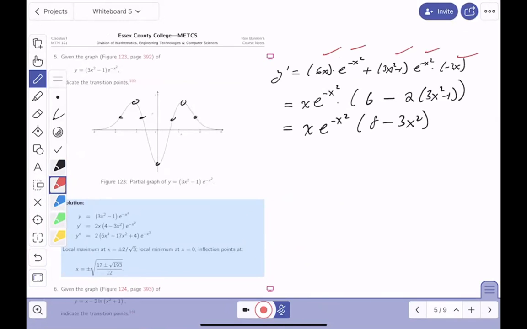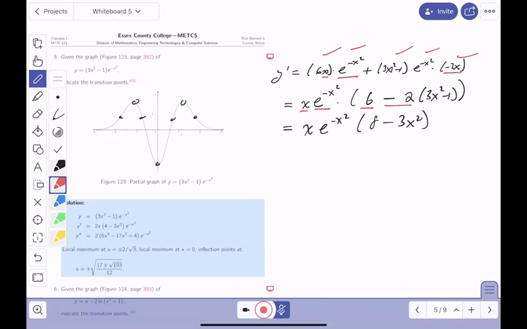I factored out an x, and I factored out e to the minus x squared. So would I be left off with 6 minus 2? I definitely see that. And then 3x squared minus 1. I'm still wondering what went wrong there. Don't see it, but I have to look again. I can't just accept that and say it's okay. It's not okay. So let's see if I did that derivative right.